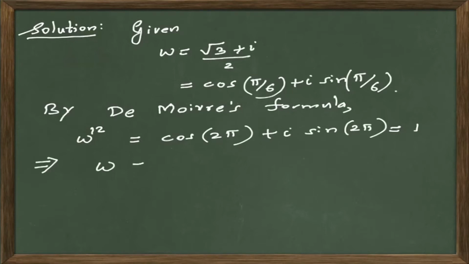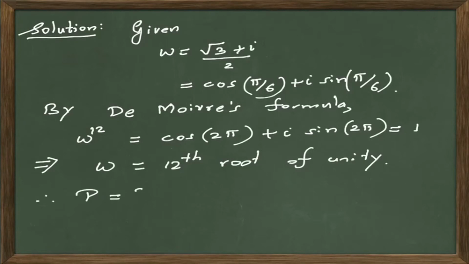This says that omega is a 12th root of unity. So there are 12 distinct powers of omega. Therefore the set P is omega, omega square, omega cube and so on up to omega to the power 12, which is equal to 1. Therefore, we see that the set P is finite and in fact it consists of 12 elements. Let us now see how the sets P intersection H1 and P intersection H2 look like.